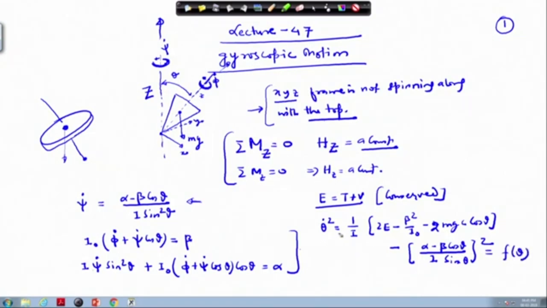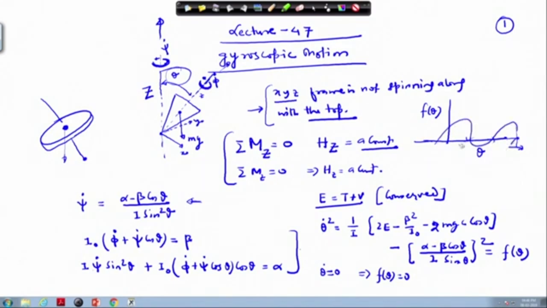So, the question was what will be the maximum value of theta and the minimum value of theta, meaning the nutation angle. At the extreme points your theta dot will be equal to 0. So, this implies f theta will be equal to 0 and we need to solve it. We have plotted it like this, theta and f theta. f theta will be 0 on the theta axis, so wherever it cuts this axis, those are the corresponding solutions.